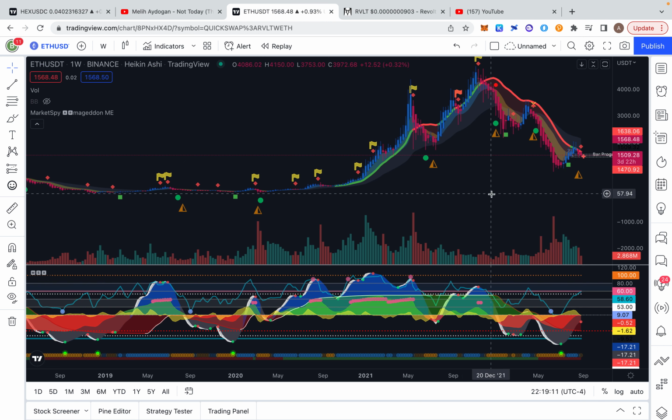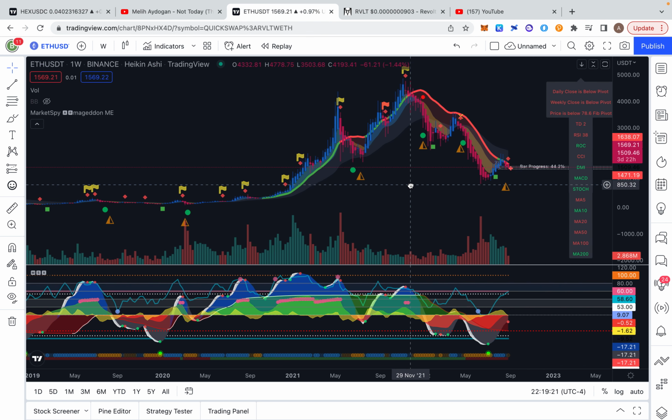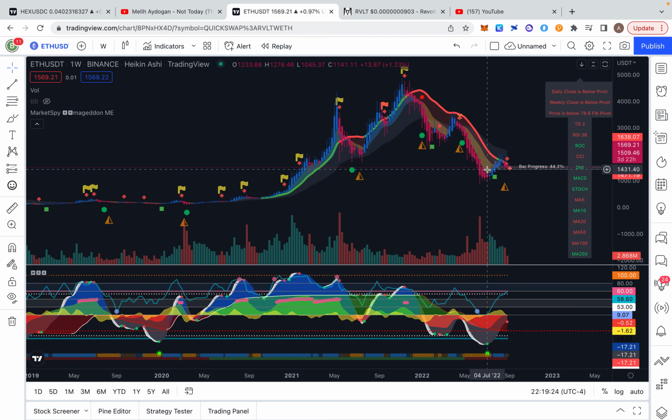Even though I think for the long term, it's not bad to get in at this, what are we at, 1570? But I don't see this being the bottom. I think that we still have some more pain to go, and I think that 1,000 is still very much in the cards, but even below that, you know, 700, 600.